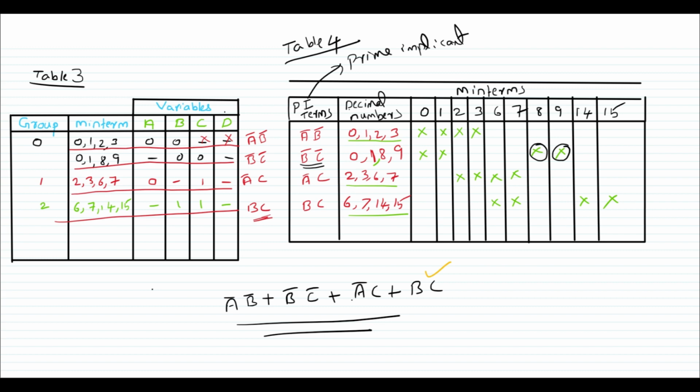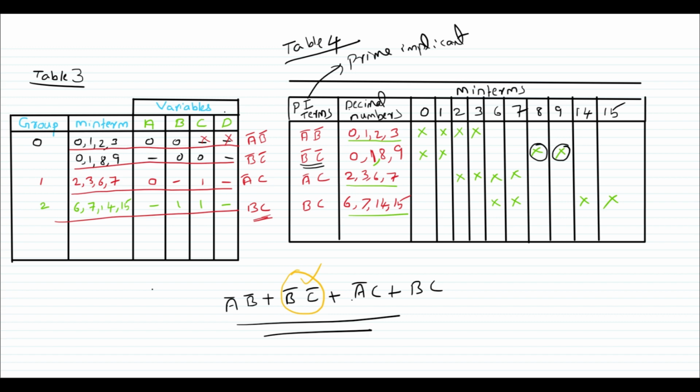We cannot avoid B bar, C bar. So I made a mistake here. It is not in BC. It is B bar, C bar. 8 and 9 are available in the prime implicant B bar, C bar only. So this B bar, C bar is not avoided, or it cannot be eliminated from the answer. It should be available in the answer.